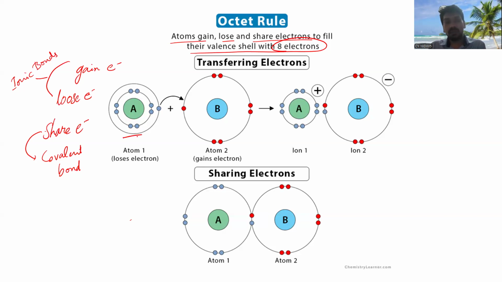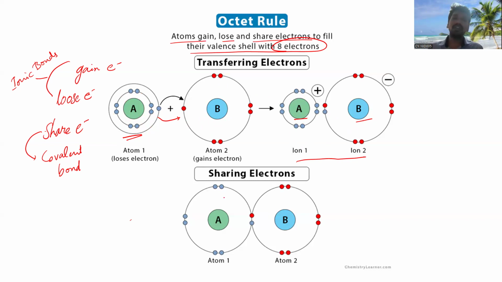So here you can say that atom A has 1 electron in the outermost shell. It is easy for it to donate one rather than gain 7 electrons. So it is going to donate 1 electron to atom B, which has 7 electrons in the outermost shell. After losing 1 electron, A will have an octet. You can see here 8 electrons are there. And B, after gaining 1 electron, will have 8 electrons.